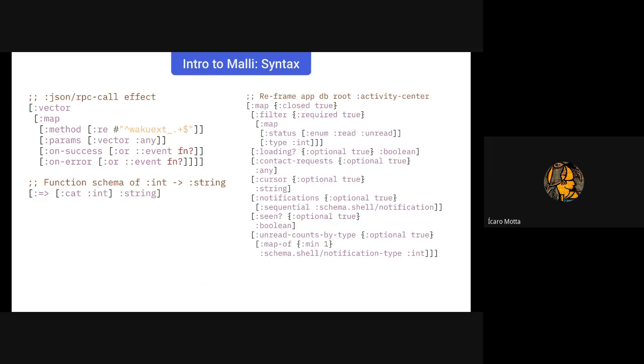And here, a much more complicated one, but it's just to show you a real example that I coded in the branch. This one is defining a schema that completely identifies the activity center data stored in the appdb. So here we close the map, which means that only the keys specified in the schema are valid. If you make a typo, for instance, it will generate an error. If you add a new key and so on, this will be considered an error.